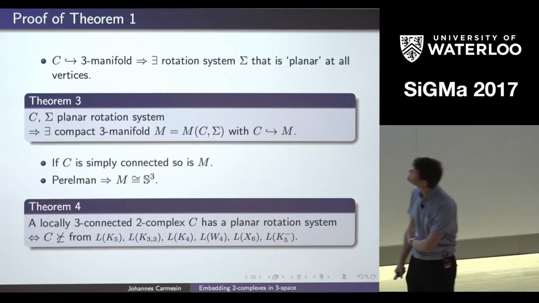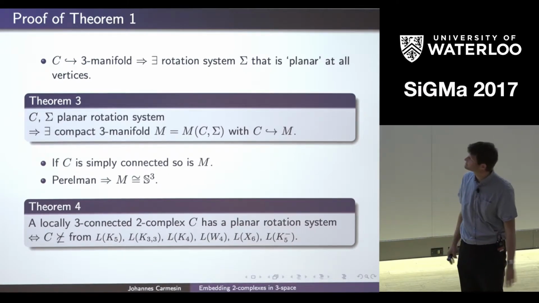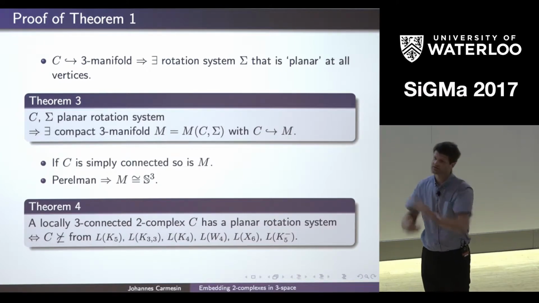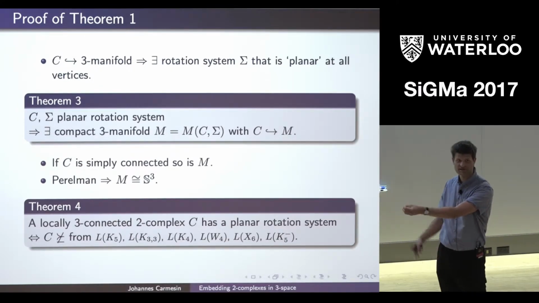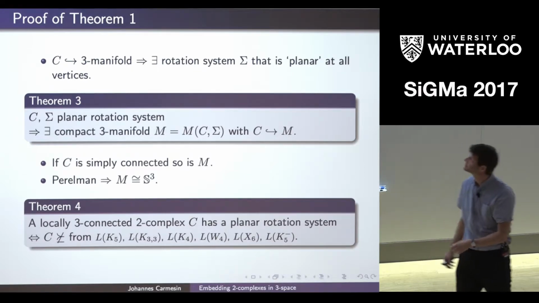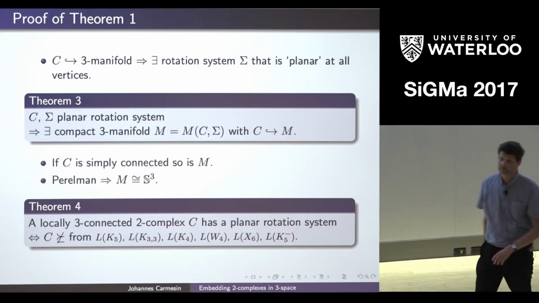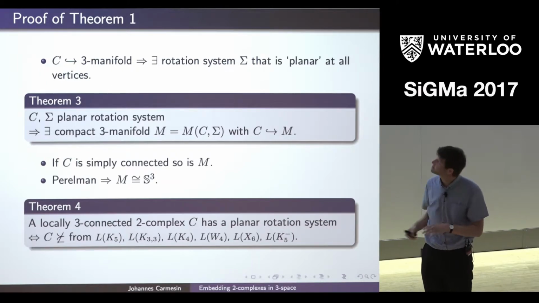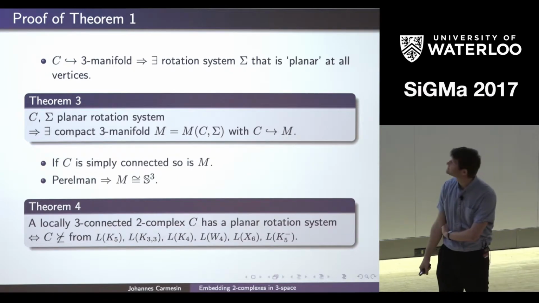Right, so all that remains to show is to give a combinatorial characterization of which 2-complexes have these planar rotation systems. Now I wanted to tell you what locally 3-connected means. We defined these link graphs at the vertices, which were just the incidence graphs between the vertices and the edges. Locally 3-connected just means that all these link graphs should be 3-connected. As I said, the theorem also extends if we don't assume that we're locally 3-connected, but there are some more technicalities. In this talk, I'd like to stick to the 3-connected case.